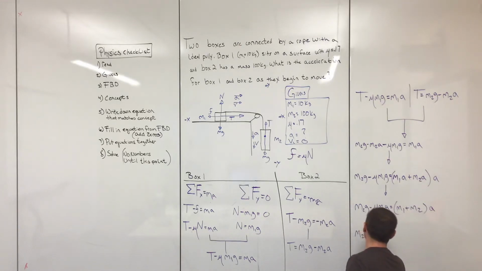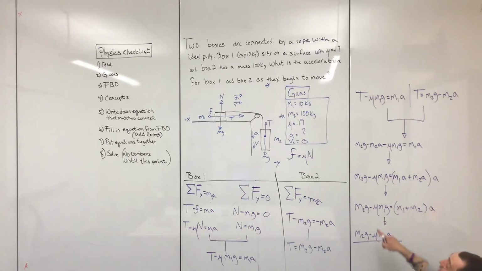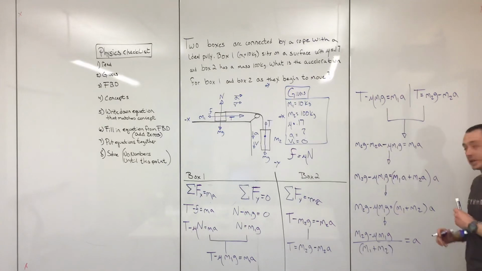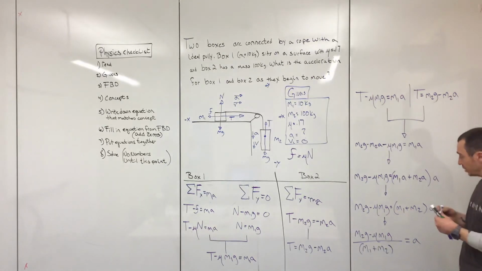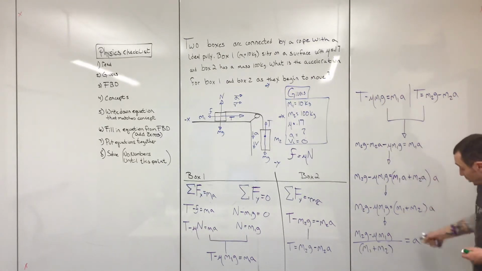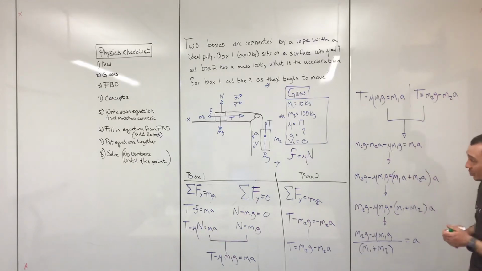So m2g minus mu m1g, over m1 plus m2, is equal to a. And this is why it's important to keep track of your m's, because when it's time to put the numbers in, you want to make sure you're putting the correct numbers in there. So there's our acceleration. Pretty straightforward, pretty simple once you get to that point, or once you see it all.